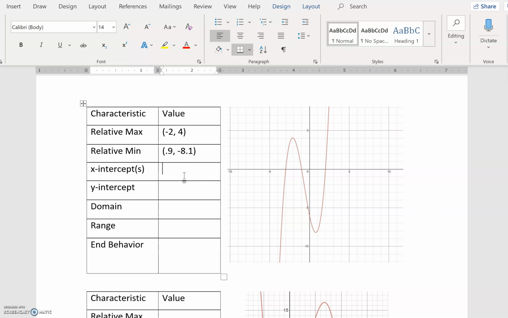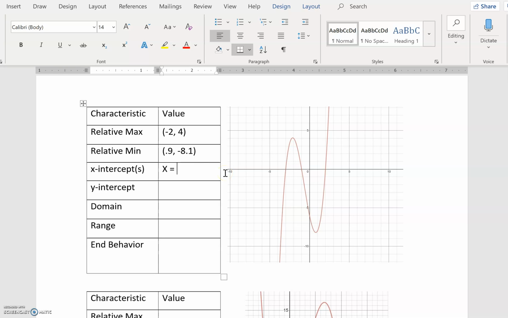X-intercepts. Cubic equations can have 1 to 3 x-intercepts. So we want to make sure and list them all. We can list them as x equals those values or as ordered pairs. I prefer ordered pairs, but I'll do both for you. So we cross here at -3, we cross at -1, and we cross at +2.